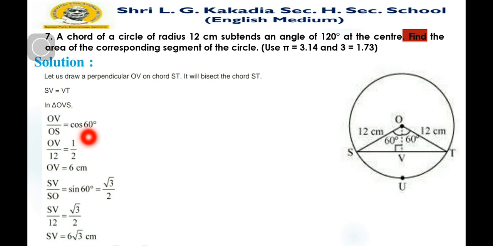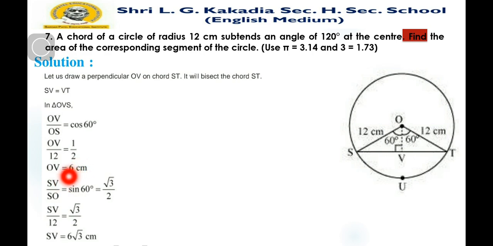Cos theta is equal to 60 degree. So OV divided by 12 is equal to 1 over 2. We here take cos 60, which is equal to 1 over 2. So OV is equal to 6 centimeter.